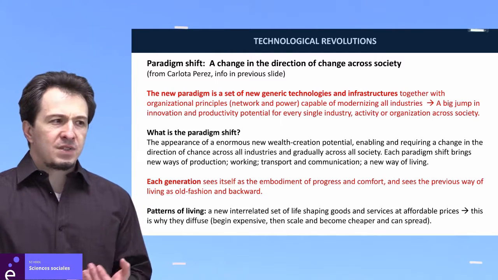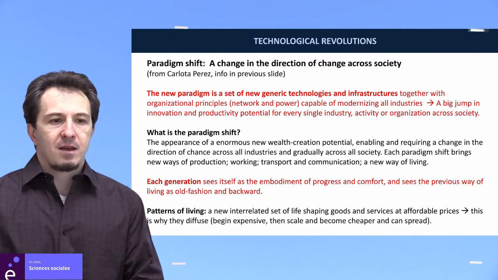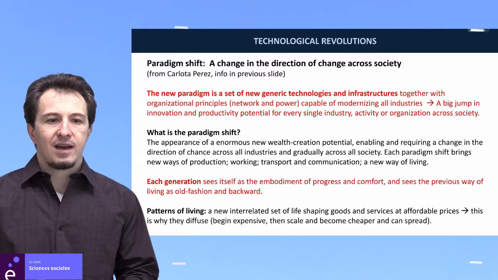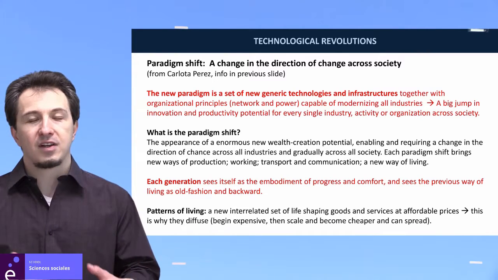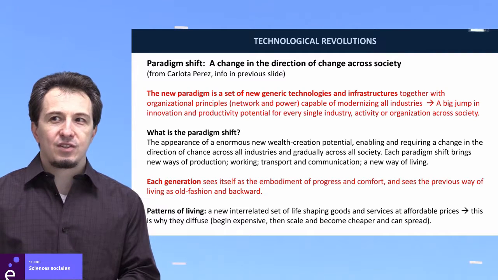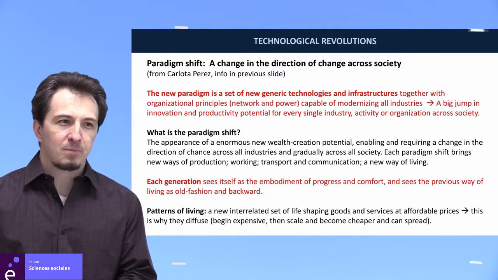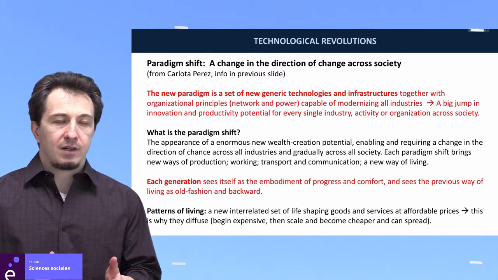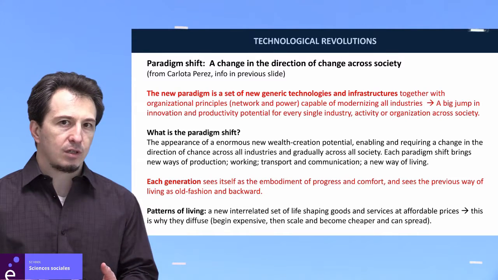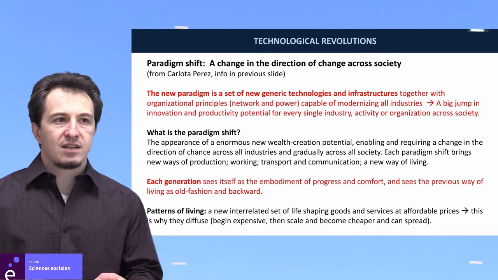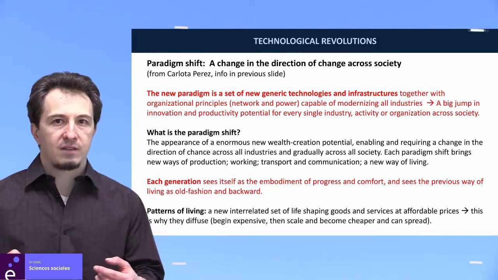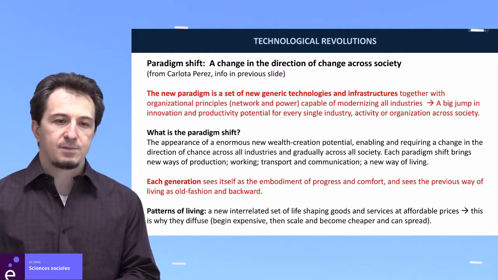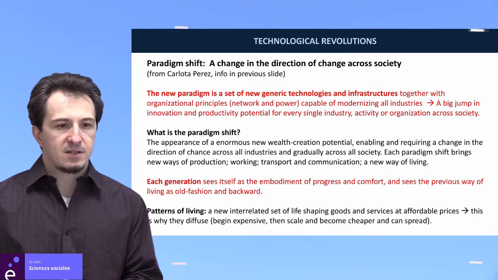Now, the importance of these technological revolutions is that it generates a paradigm shift. That means a change in the direction of change across society. It's not just an increasing diversity of technologies or methods. A revolution like that changes the predominant technology, the technology that sets the context for all the other technologies, how they can function today or not, and for the future technologies. So that is an important aspect, and I will explain in a second what this means.